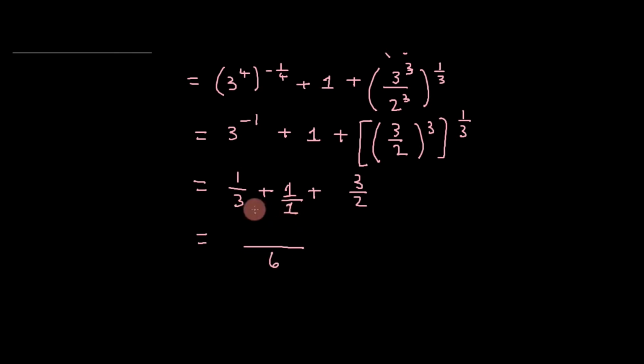So 3 into 6 twice times 1 is 2. 1 into 6, 6 times 1 is 6. And 2 into 6 thrice times 3 is 9. And our final answer then will be 2 plus 6 plus 9. In other words, 17 over 6.